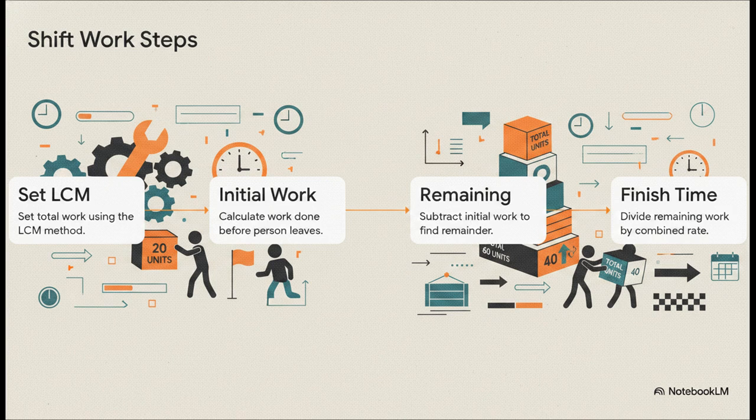Say the total work is 60 units. Person A works alone for 4 days at 5 units a day. Okay, so they've completed 20 units. That leaves exactly 40 units remaining. You just take that remaining 40 and divide it by the new combined rate of whoever's actually left working. Guys, it's not algebra, it's just basic inventory management.